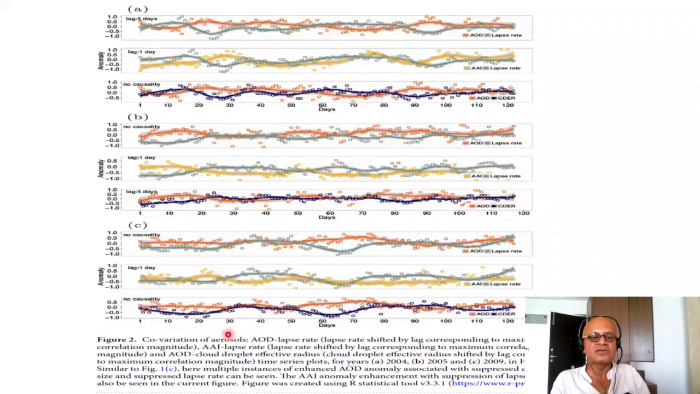So A here corresponds to the years 2004, 2005, and 2009. You can see that for 2004, 5, and 9, we are looking at lapse rates, the total aerosol optical depth, the absorbing aerosol index, and cloud droplet effective radius. The conclusions on the cloud droplet effective radius are different here than here and here. So here no causality is inferred. Here there is a lag of 5 days with which CDR is affected, and here there is no causality.